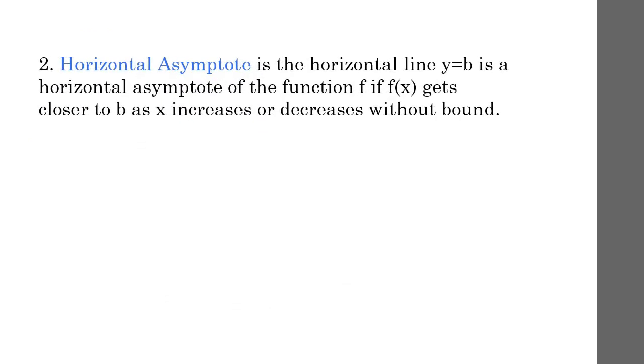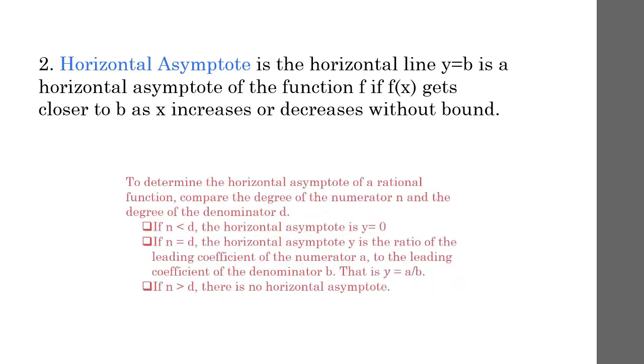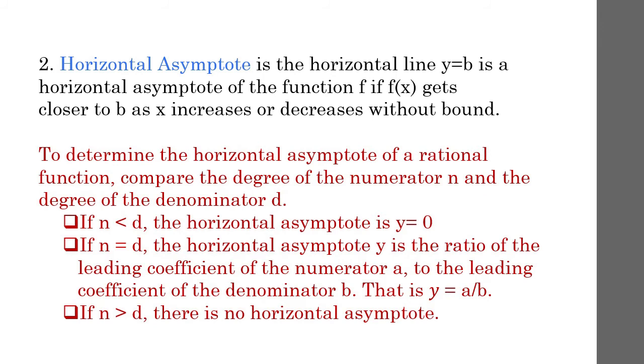The second kind of asymptote is the horizontal asymptote. The horizontal asymptote is the horizontal line y equals b is a horizontal asymptote of the function f if f of x gets closer to b as x increases or decreases without bounds. There are different determining factors in determining the horizontal asymptotes. Such conditions are as follows.